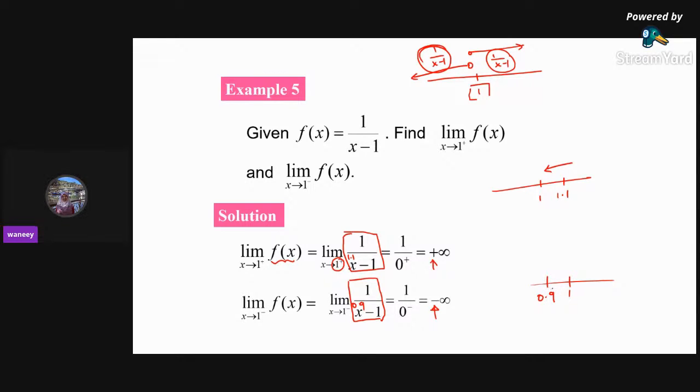So I'm approaching 1 on the left hand side. So normally I'll deduct 0.1 from that number. So this is 0.9. So substitute x with 0.9. I will have 0.9 minus 1. So I do know this is some negative number. So 1 is a positive number divided by some negative number. So that is how I know this is negative infinity.